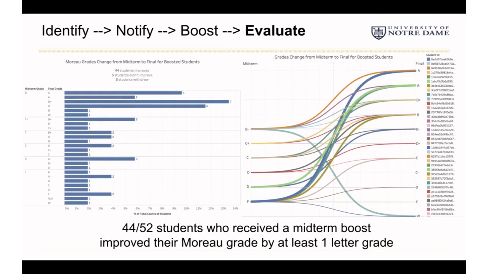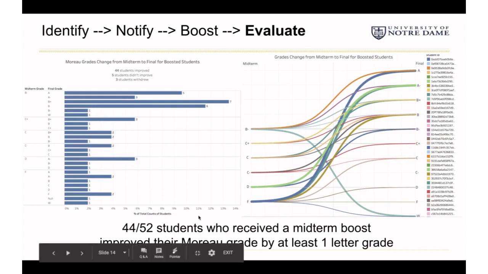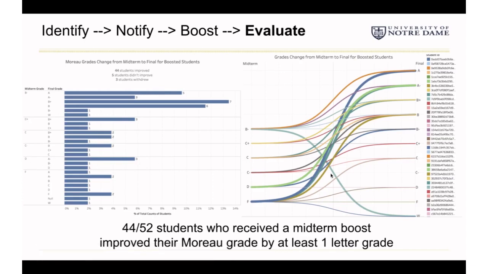boosting process. Our main indicator is students' grade movement from the midterm to the final. So in general, 44 out of 52 students who received a midterm boost improved their overall grades by at least one letter grade. A detailed example would be three students improved from D to A minus. And this chart on the right shows each individual student's grade movement from midterm to final. And this is encouraging. We think our boosting is effective.